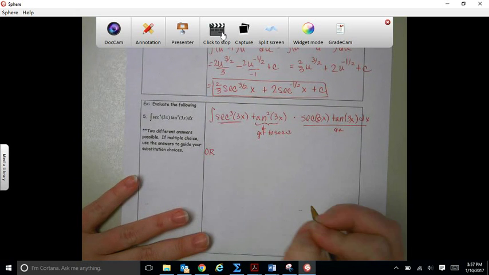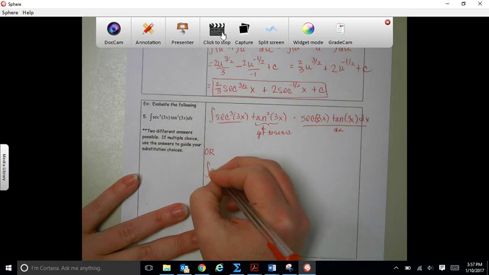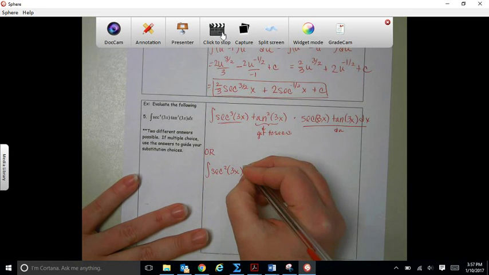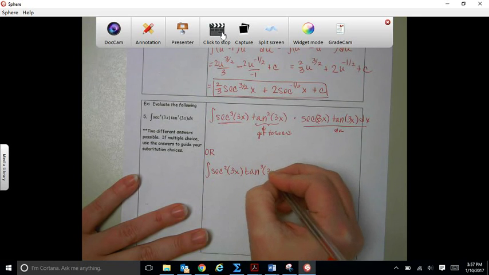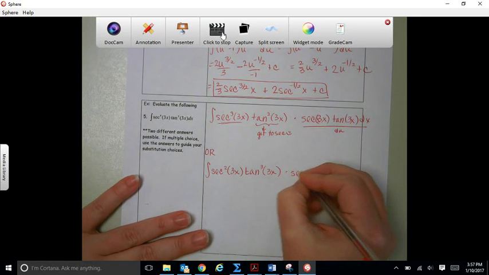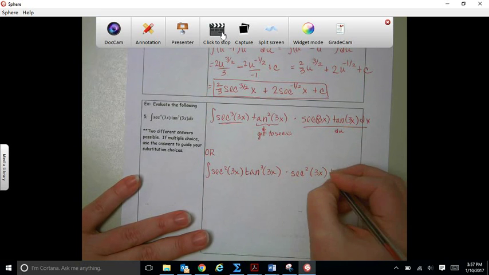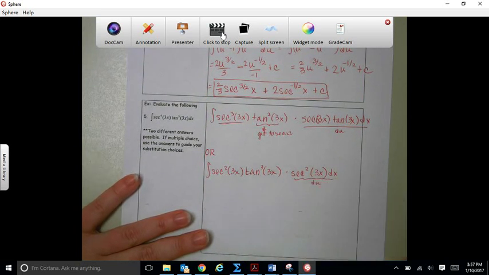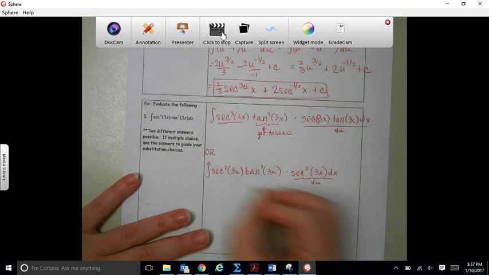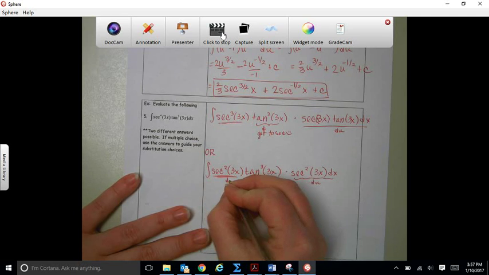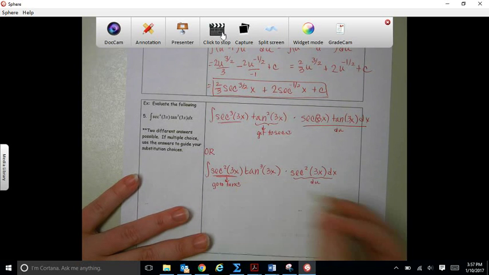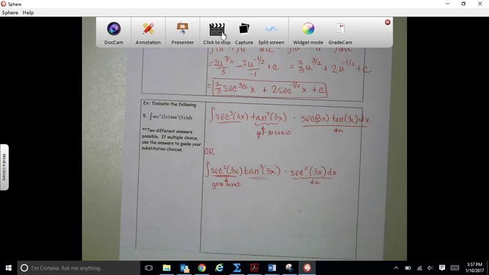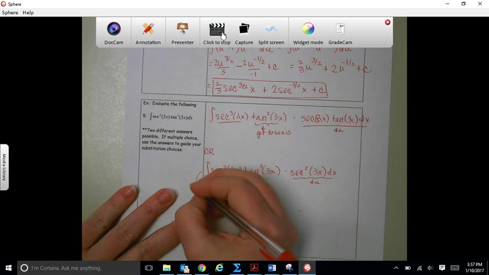Or I could take out a secant squared. And now that I've taken out a secant squared to be my du, then the rest needs to be in terms of tan. So this guy needs to go to tan, which I can do as well, because that's already in tan. So you actually have two possibilities of working through this one. I'm going to go ahead, since this was the second option, and I'm going to finish it with this one.